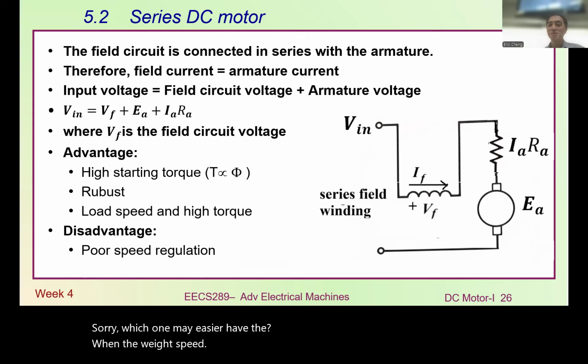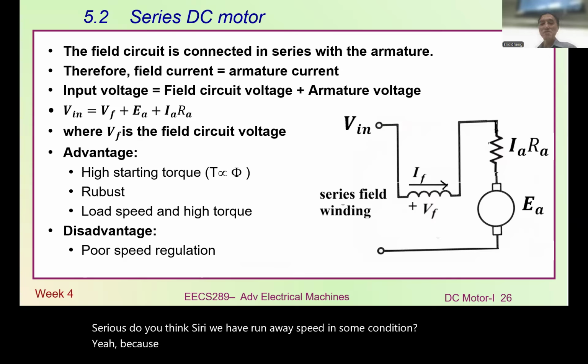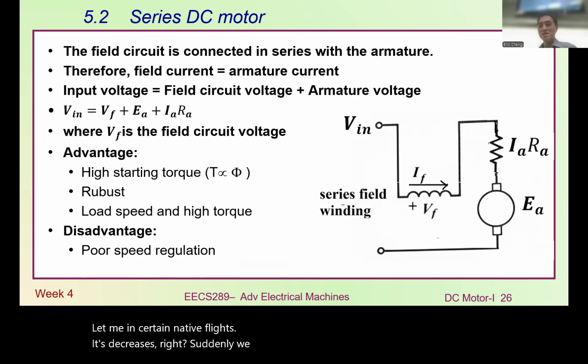Series? Do you think series will have runaway speed in some condition? What condition for this motor will have speed runaway? That means suddenly the flux decreases, right? Suddenly we decrease the thrust. But it is series, so the thrust will follow the high current.